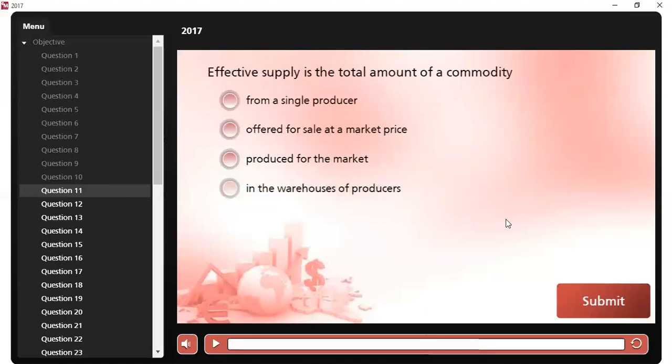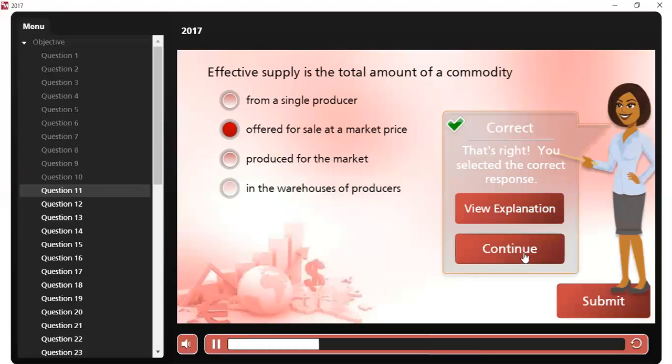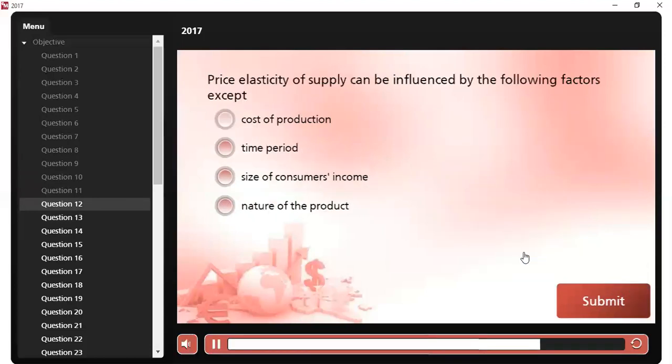Now let's look at question 11. Effective supply is the total amount of a commodity. We have option A, from a single producer, B, offered for sale at a market price, C, produced for the market, D, in the warehouse of producers. Effective supply is the total amount of a commodity offered for sale at a given market. So I'm going to pick B. Yes, that's correct.